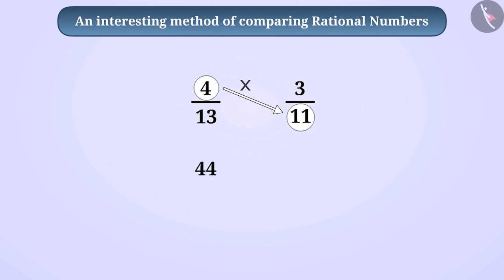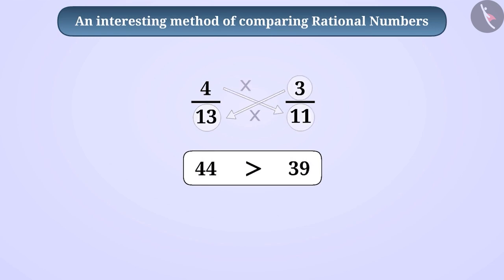The result we get is 44. Similarly, we will multiply the numerator 3 of the second rational number with the denominator 13 of the first rational number. The result we get is 39. Here we see 44 is greater than 39. Therefore, we can say that 4/13 is greater than 3/11.